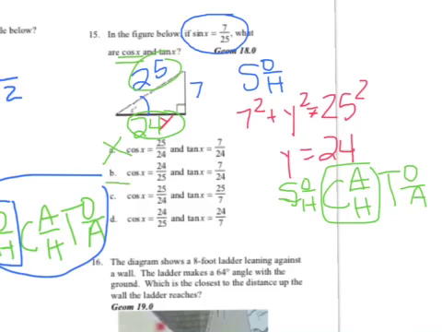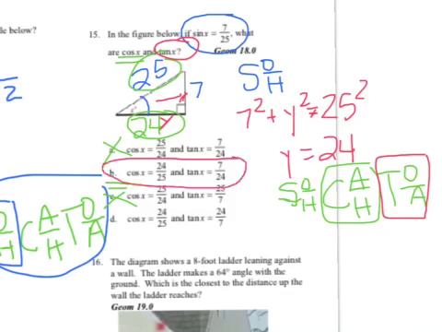So it looks like B is a possibility, C is out, and then we also have to find the tangent of x. Tangent, remember, is either rise over run or the opposite over the adjacent. In our case, that would be 7 over 24. So the answer that has both correct ones is choice B.